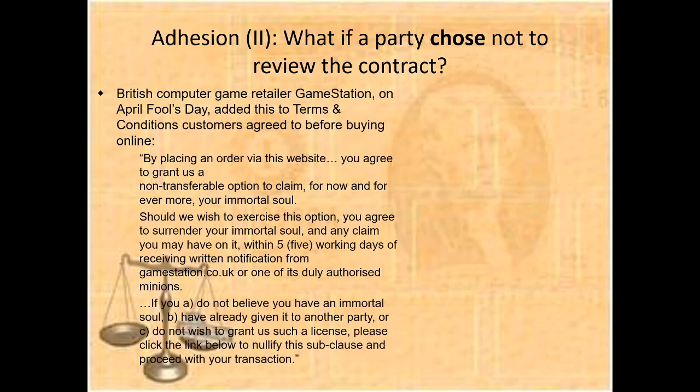"If you (A) do not believe you have an immortal soul, (B) have already given it to another party, or (C) do not wish to grant us such a license, please click the link below to nullify this subclause and proceed with your transaction." So in that contract you have all the possibility that either you just leave it or you can still buy the things. But what happens, the result?